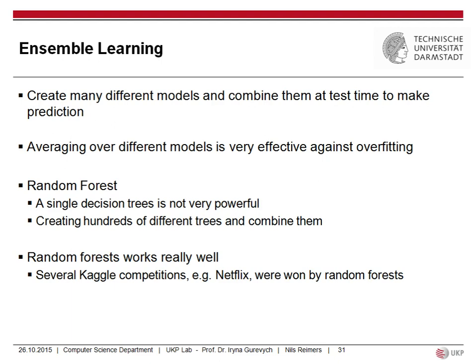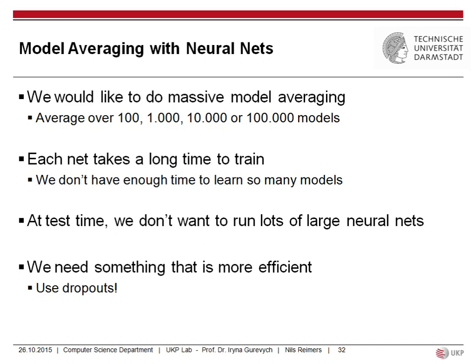So what would be great is to have this also in neural networks. We would like to do massive model averaging. So we would average over, I don't know, maybe we start with 100 different neural networks, or we could also imagine that we average over 10,000 different neural networks that we train. And we hope, okay, when we take 100,000 different neural network models into account and average all of them, that we get really awesome results.